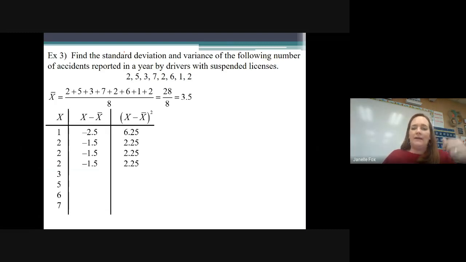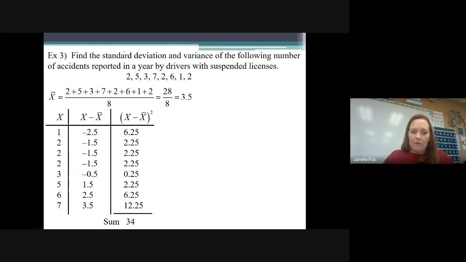Then I'm going to go 3 minus 3.5, which is just negative 0.5. I square that, and I get 0.25. 5 minus 3.5 is 1.5, 1.5 squared, 2.25. 6 minus 3.5 is 2.5 squared, 6.25. 7 minus 3.5 is 3.5, 3.5 squared is 12.25. Okay, so now the instructions were to go ahead and add up that column. So I add all those values up, and I get 34.